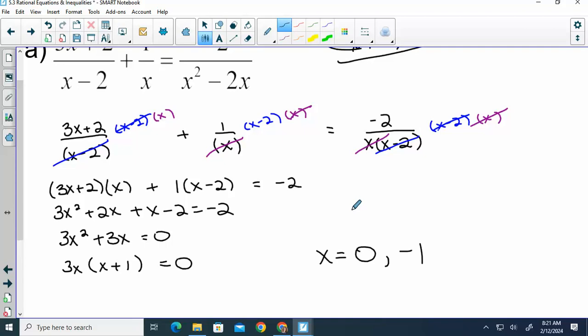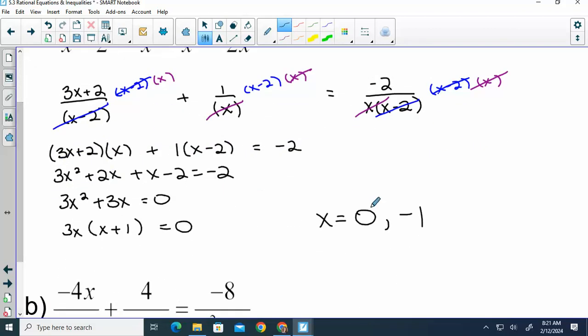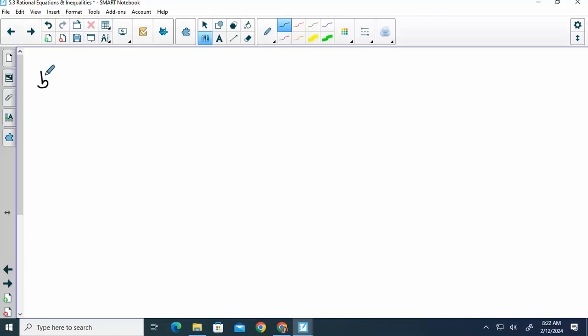Are those okay? No. We said at the beginning x couldn't be 2 or 0, so we have to throw out the 0, so our only answer is negative 1. I'm going to put one up here that I want you guys to try.